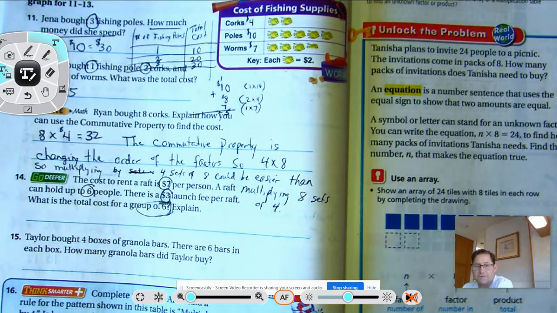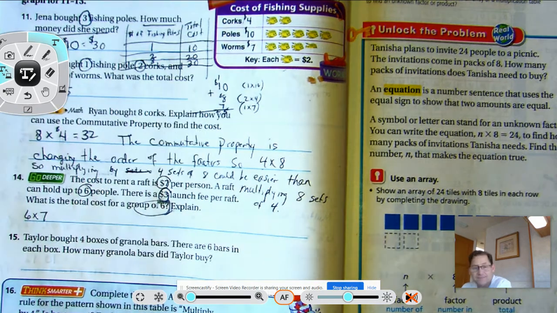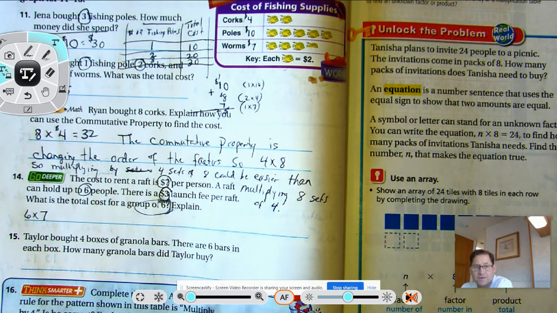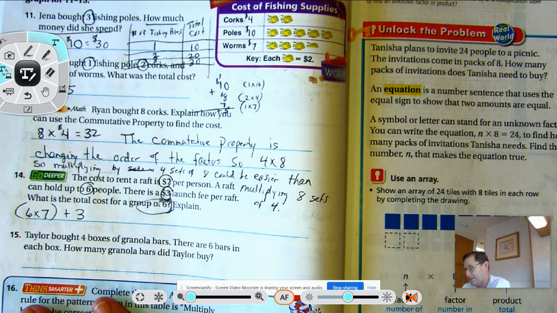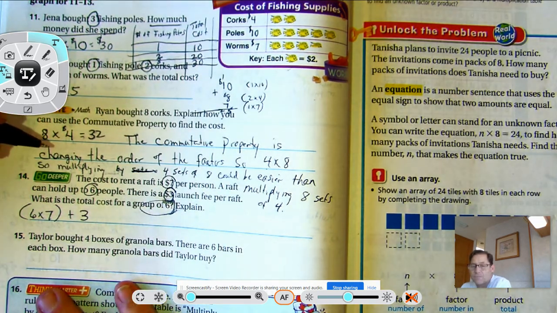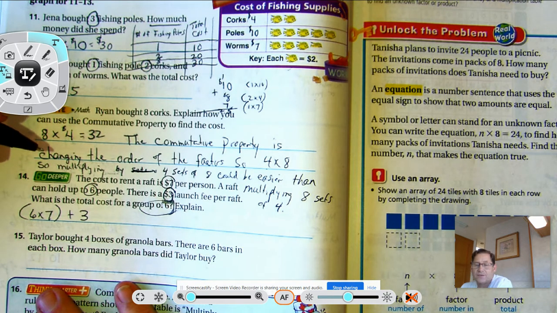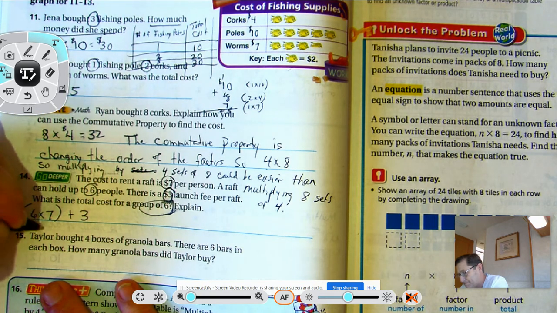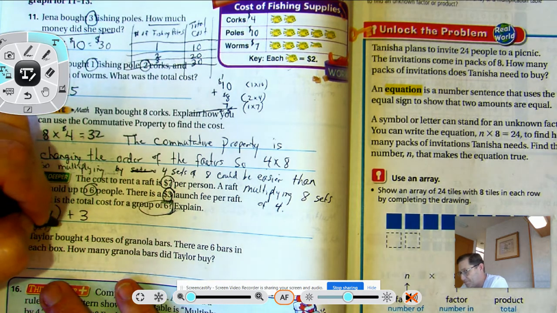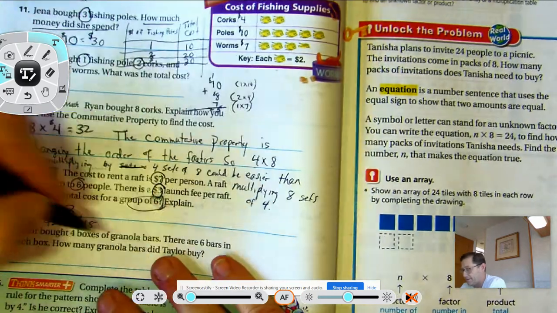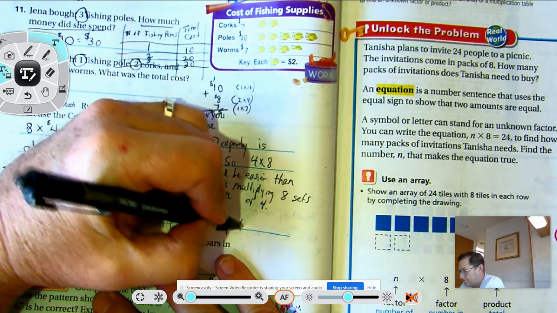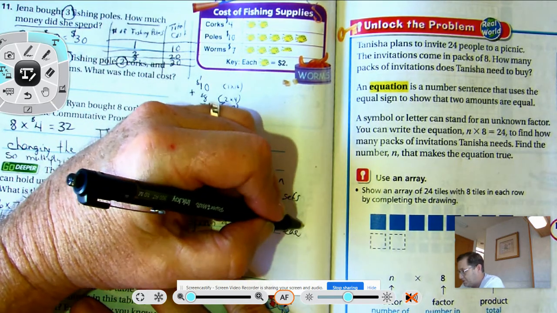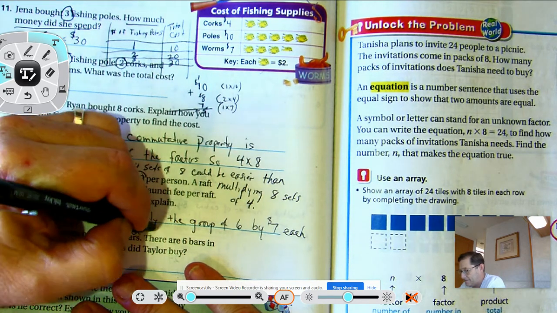Well, a group of 6, that would be just one raft, right? So it would be 6 times 7, because each person has to pay $7. The raft can hold 6 people, so I only need one of those. And then I have to add $3 for the raft. Okay, so 6 times 7. I know 7 times 3 is 21. So 7 times 6 is 21 plus 21, 42. 42 plus 3 is $45. So multiply the group of 6 by $7 each. Then add $3 for launch fee.